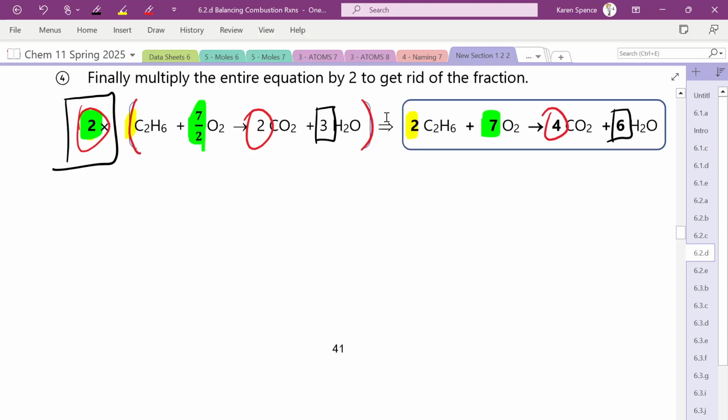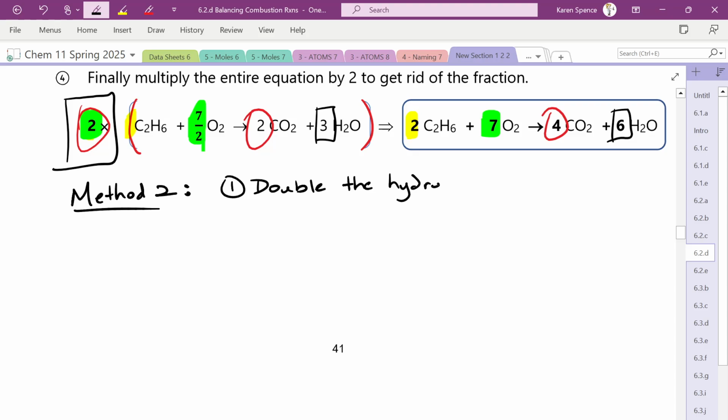Shall we try this one by the other method? Okay, this is method 2. Step 1, double the hydrocarbon. The method 2 is not in your book, so we're just going to write it down here. We double the hydrocarbon.